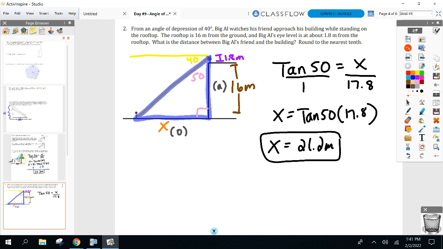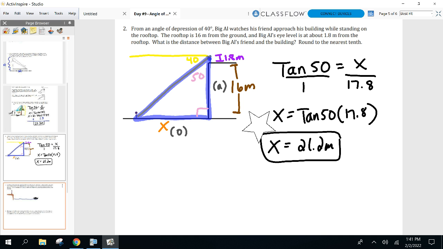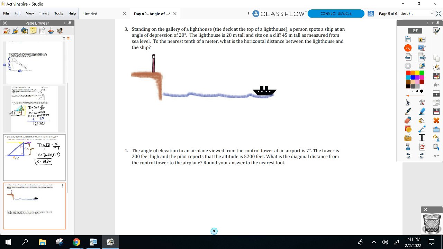Any issues? All right, so I've shown you elevation, I've shown you depression. I just want to make sure we can do some of this stuff on our own here. How about this diagram? Anybody know that the deck at the top of a lighthouse is called the gallery? There you go. We just don't learn math in here.